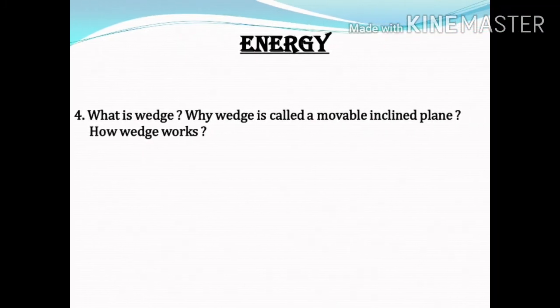Question number 4. What is wedge? Why wedge is called a movable inclined plane, and how wedge works? Answer: a wedge is similar to a pair of inclined planes. In other words, it is an application of the inclined plane that moves. Wedge is a piece of metal which is narrow and sharp at one end, while it is broad and thick at the other end. So, wedge is called movable inclined plane.